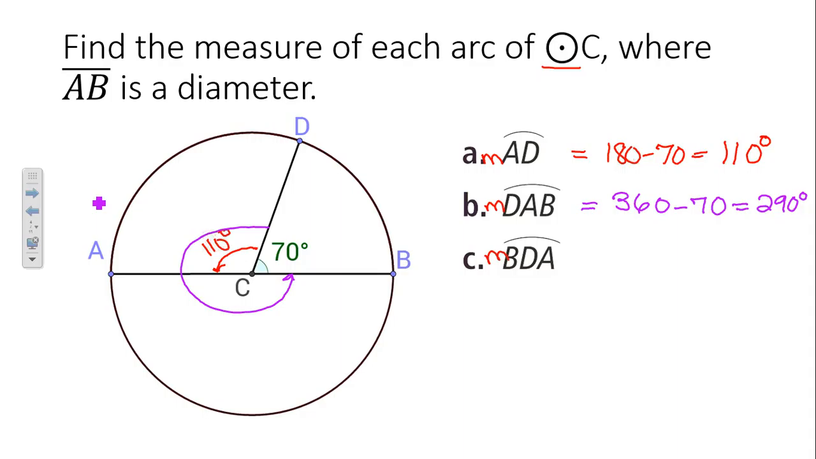Measure of BDA. Okay, now we want the measure of BDA. B to D to A. 180. Why? It's a semicircle, or 110 plus 70, right?